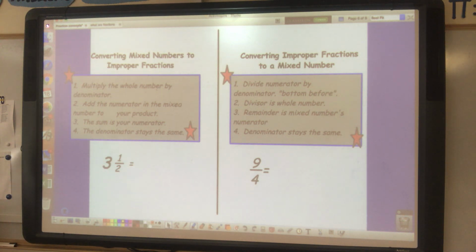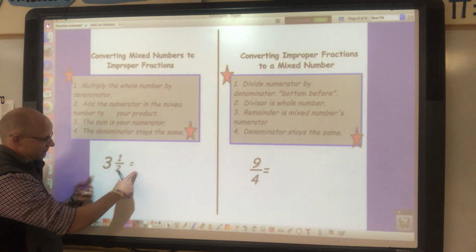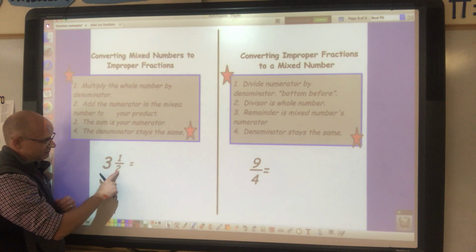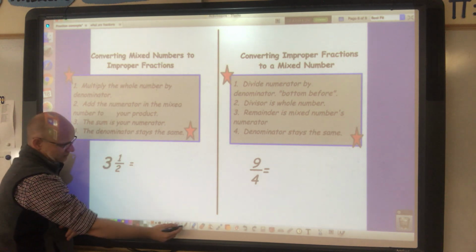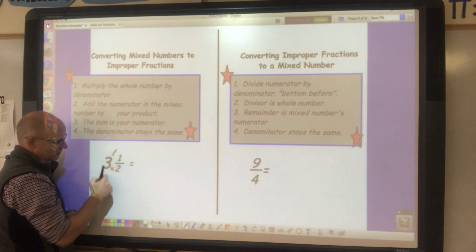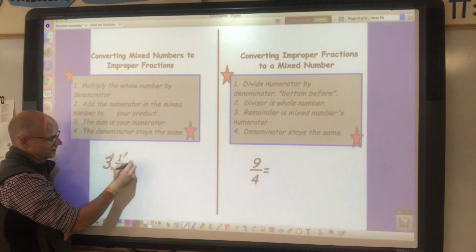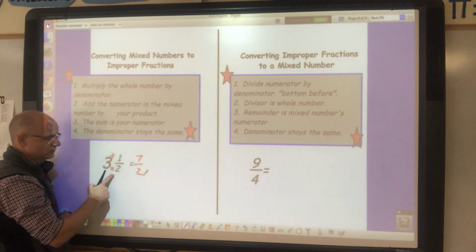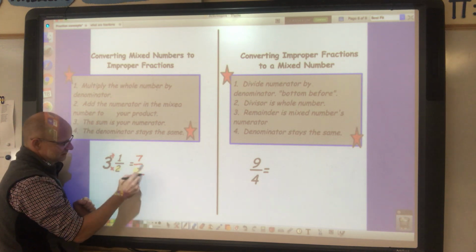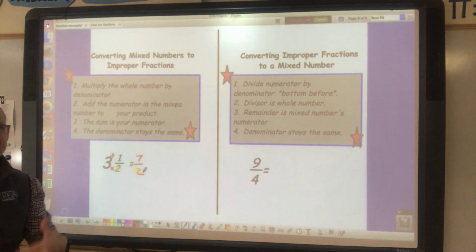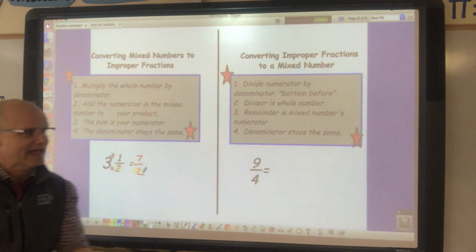Press pause if needed. So here, if you want to change a mixed number to an improper fraction, just multiply the denominator by the whole number. That's what it says first. And then it says add the numerator. So here I'm going to multiply the denominator by the whole number, and add the numerator. I get 7/2. So 3 1/2 just gives me 7/2. Notice the denominator stays the same. 3 1/2 gives me 7/2.